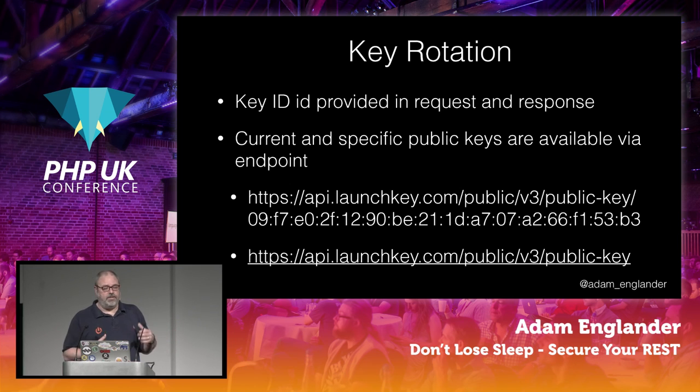And so for key rotation, that key ID, we provide in the request and the response. And if we're receiving encrypted data, you're going to give us the key that you used, our public key. And for us to know which one you used, you're giving us the ID. If we sign the request coming to you, we told you that we signed it with this key. If you don't have it yet, we give you an API endpoint to go get it.